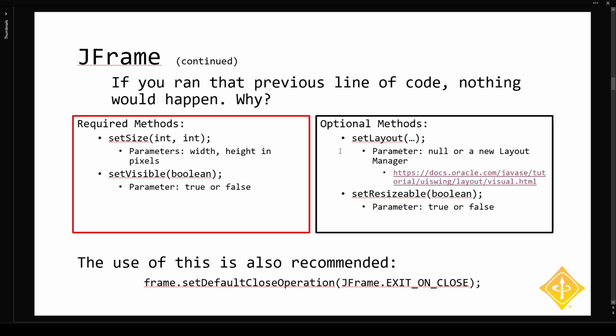And some other optional methods, we have setLayout, which can take either a layout manager or null. The layout managers that are available on the Java documentation are BorderLayout, BoxLayout, CardLayout, FlowLayout, GridBagLayout, GridLayout, GroupLayout, SpringLayout. But for this presentation, we will either omit the entire setLayout line or set it to null. And setResizable takes a boolean, and it just determines whether or not the user can resize the frame.